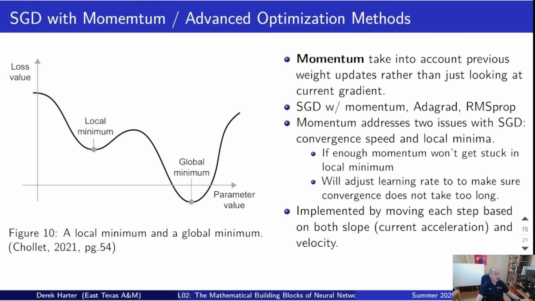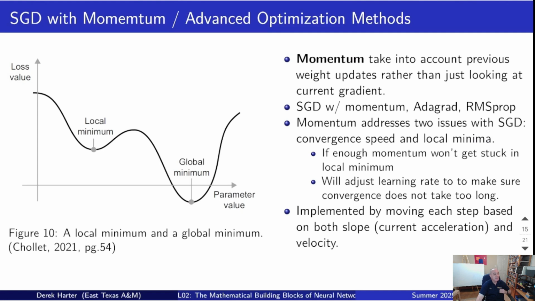By using these advanced optimizations that take into account more than just the gradient, we can improve the performance. We can get to the minimum loss faster than using the gradient alone. So usually we use the gradient plus momentum. That's mostly what RMSprop and Autograd are, variations on this idea. Momentum addresses two issues that we can have with stochastic gradient descent: the convergence speed and the local minima.